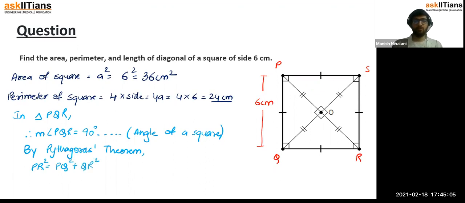So PQ is just 6, so 6 square, and also we know QR is also the side of the square, which is 6 square, right? Because PR is the hypotenuse in triangle PQR, now since we can clearly see that 6 square plus 6 square gives us 2 times 6 square, right? Therefore it implies that PR will be equal to square root of 2 times 6 square.